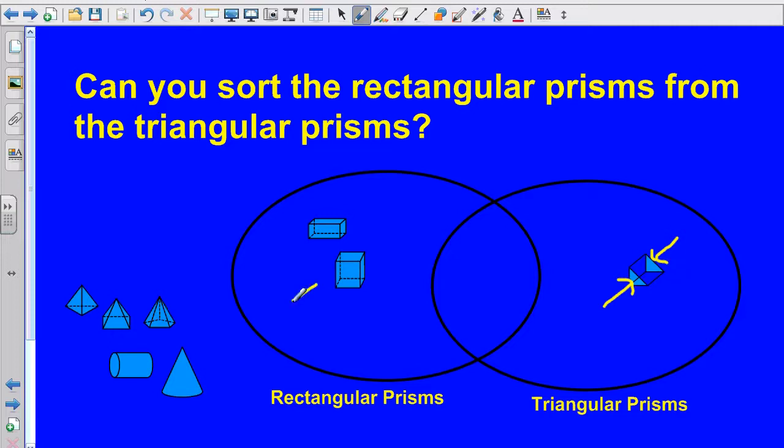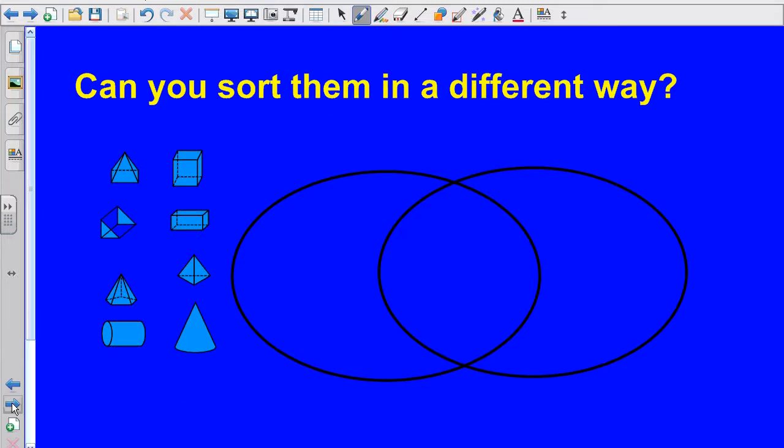Does this one have any triangles on it at all? No, so that one's all rectangles. That makes it a rectangular prism. Going to the next one. Can you sort these in a different way that doesn't require the words rectangular prism or triangular prism? So you can make up your own way of sorting.